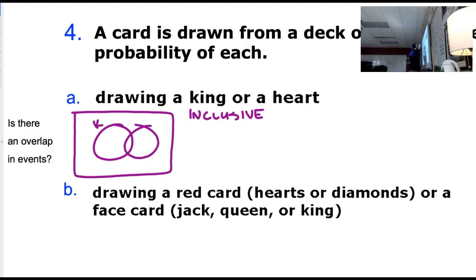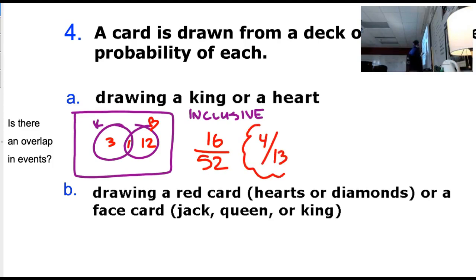All the kings, all the hearts. Any kings that are hearts? Should be one king of hearts, right? 3 kings that aren't hearts, and 12 hearts that aren't kings. The probability of drawing a king or a heart is 16 out of 52, which is 4 out of 13. That would be how you do it when you draw the picture.